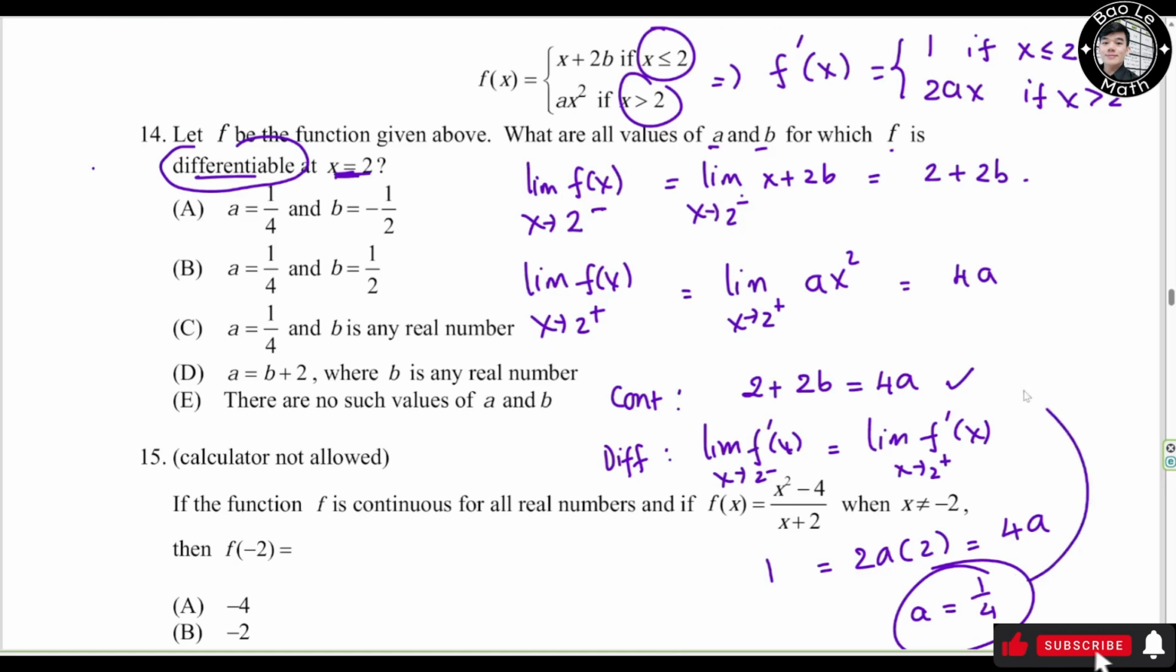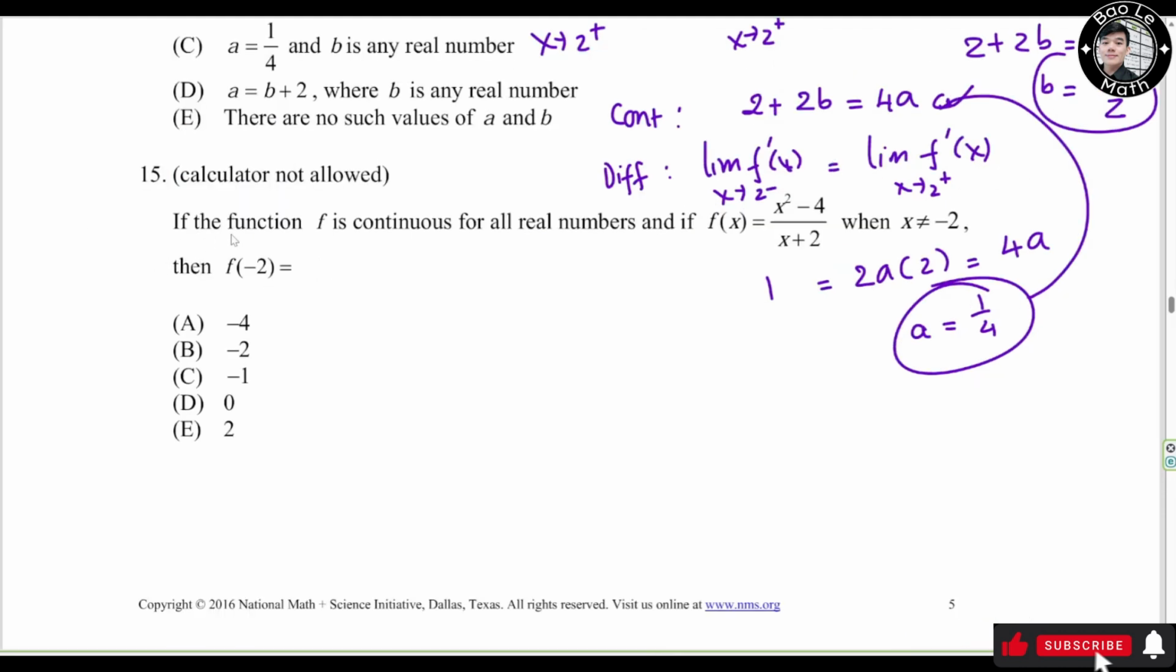So a equals 1 over 4, right? Substitute 1 over 4 over here. So we have 2 plus 2b equals 4 times 1 over 4, which is going to be 1, right? So b equals negative 1 over 2. So the answer must be A.